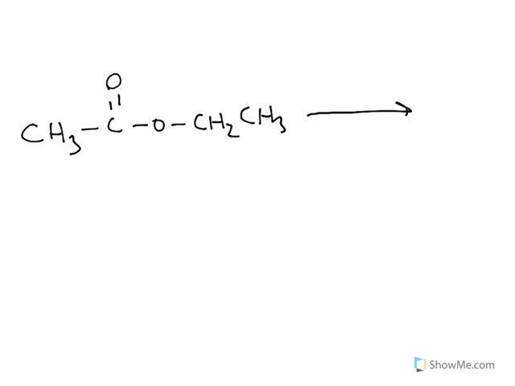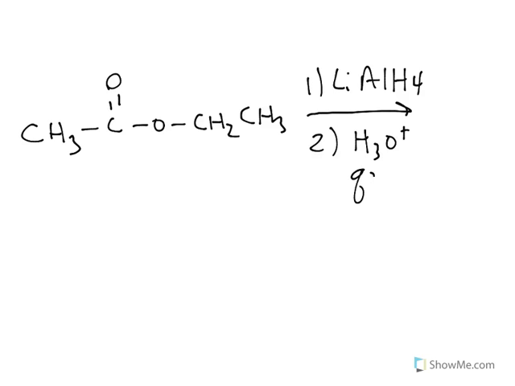So how can we rationalize this? Let's go ahead and draw an ester. Let's take ethyl acetate, and let's say we're going to take a 2-step reaction where we take lithium aluminum hydride and then an acid quench. How can we rationalize the 2 alcohols we're going to get?